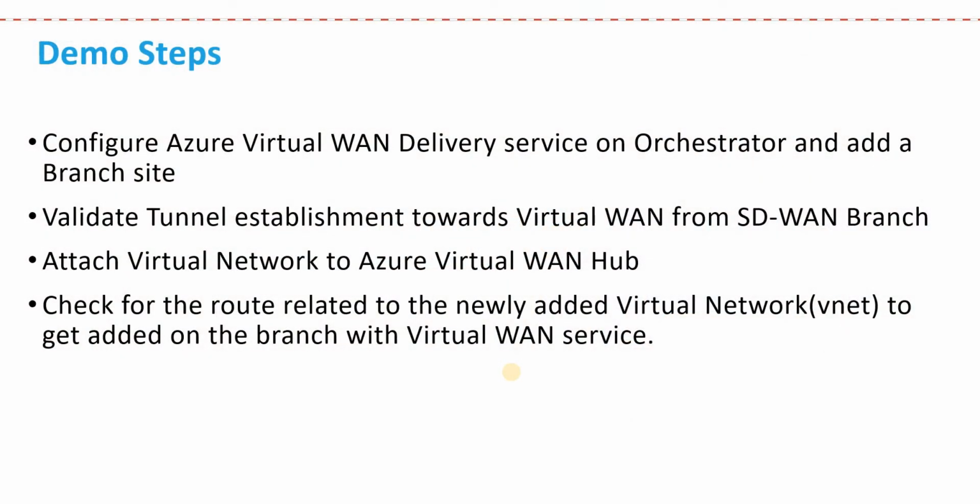We'll showcase configuration of the Azure Virtual WAN delivery service on Orchestrator, and we'll try to validate IPsec tunnel establishment from the branch appliance towards the Azure Virtual WAN Hub, and attach an extra VNet to this Azure Virtual WAN Hub and try to validate that the networks or the subnets related to the additional VNet that we have added to this hub are automatically learned by the Citrix SD-WAN branch appliance.